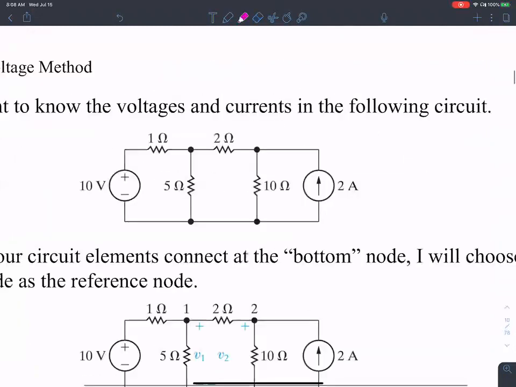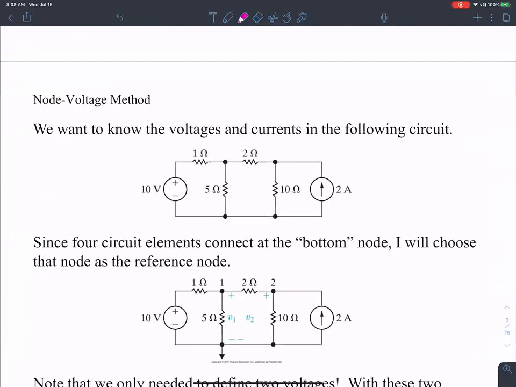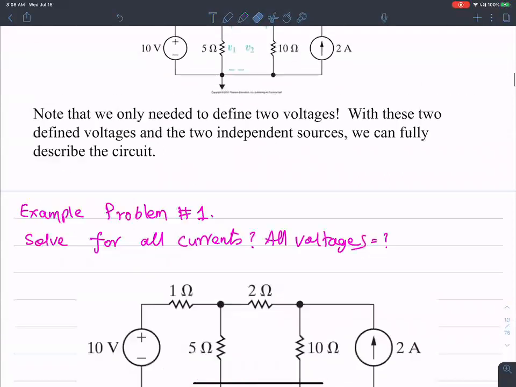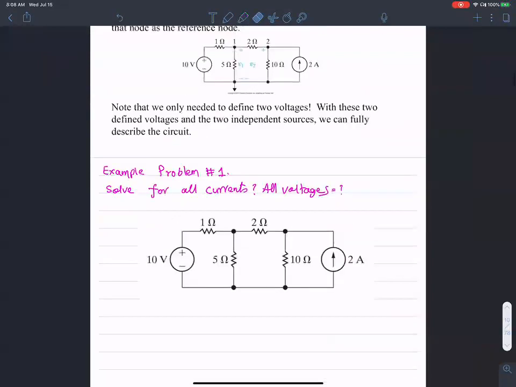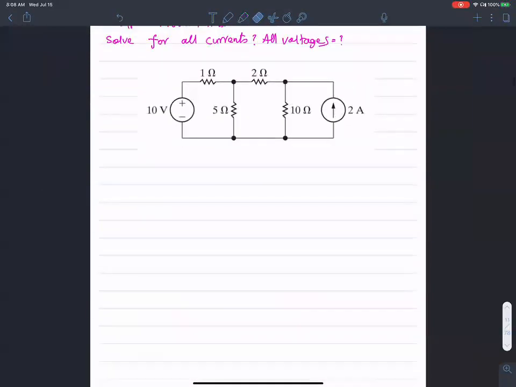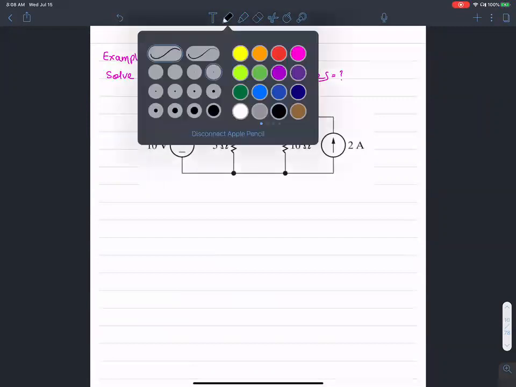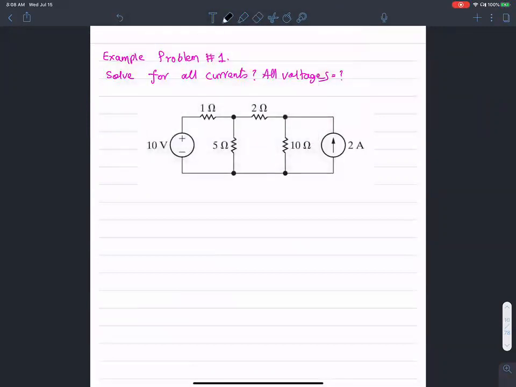Okay, so here is the problem. I have a circuit like this. The goal is to find all the voltages and currents. Okay, so how would you go about solving this? Here is the example problem, the exact same problem. I copied it over here, okay? It's the same circuit. Let me write out the steps in solving using node voltage method.